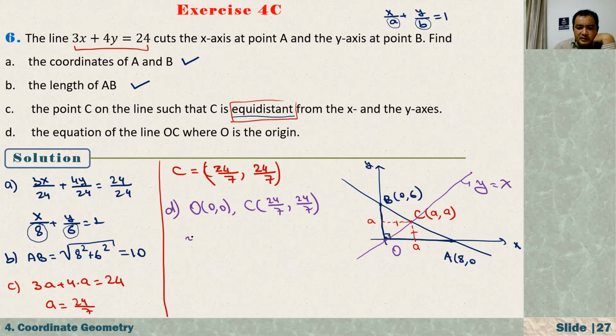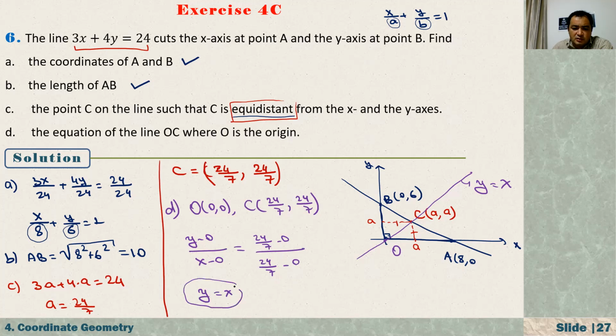Now we can show this: y minus 0 over x minus 0 is equal to (24/7 minus 0) over (24/7 minus 0), that is y2 minus y1 over x2 minus x1. The right hand side is equal to 1, because 24/7 divided by 24/7 is 1. Here we have y equals x. So the equation of the straight line passing through the origin and the point C is y equals x. Also, we can write it in general form: x minus y equals 0.